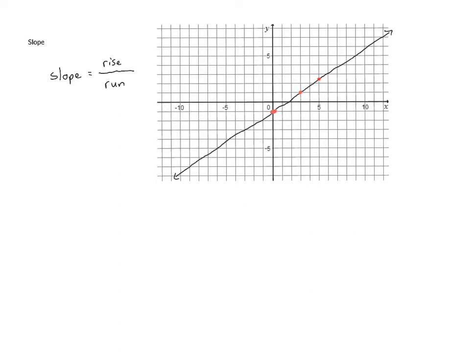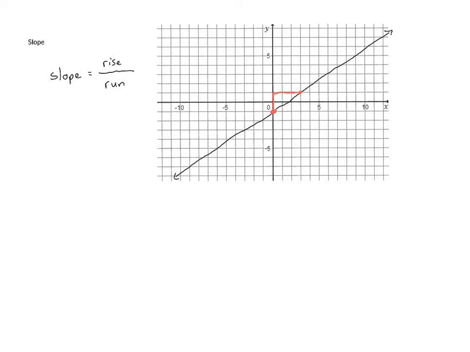So I wouldn't want to pick this point because I'm not quite sure how far up or down it is. But this point is nice because it looks like it's the point 3, 1. So we can get an idea of where we are here. Now to figure out the rise and the run, we can draw 2 little sides to make a triangle, and the rise is going to be how far we're moving up between those points, and the run is going to be how far over we move.